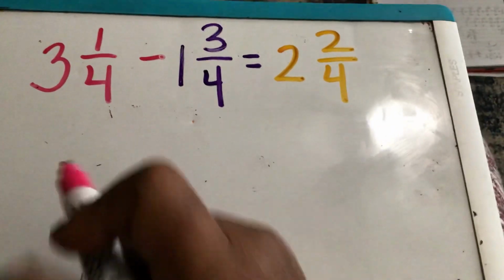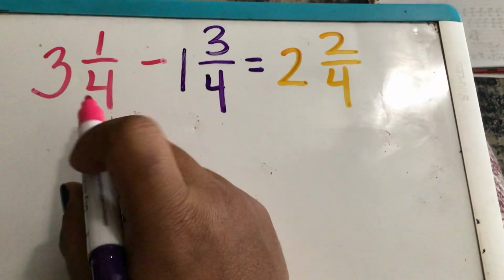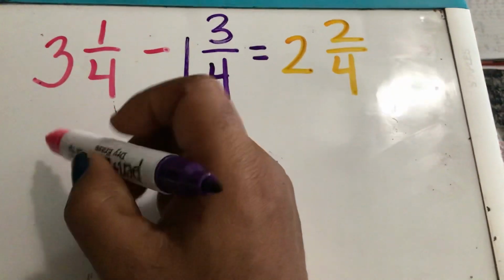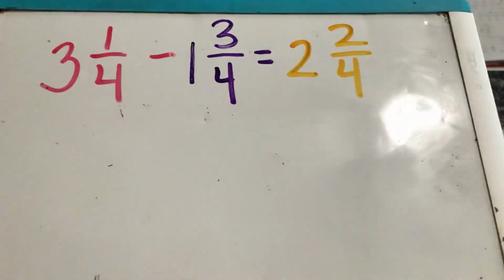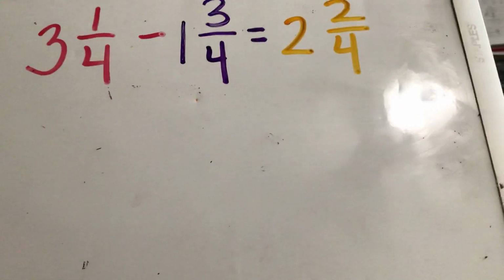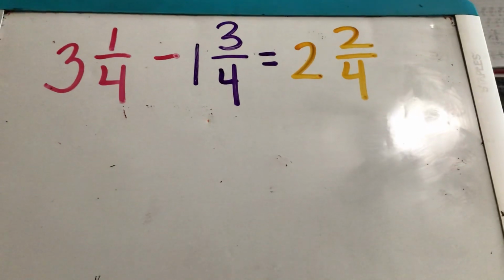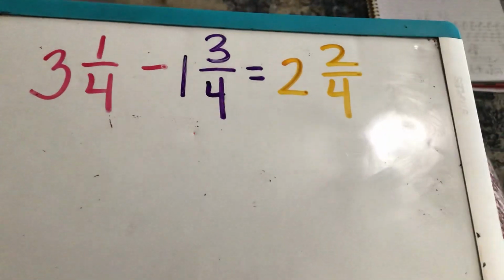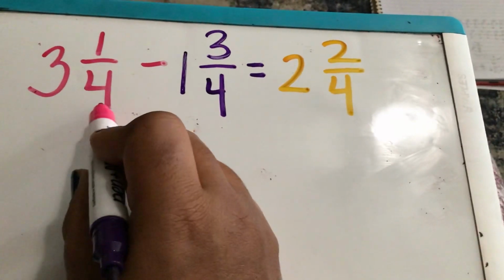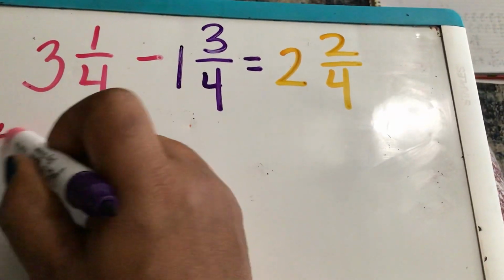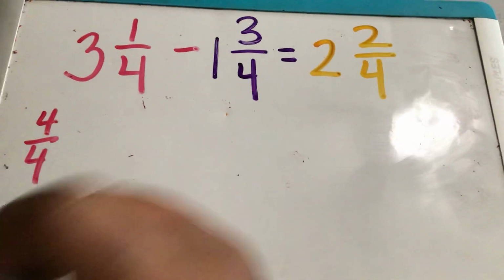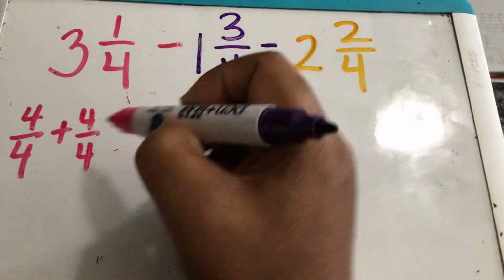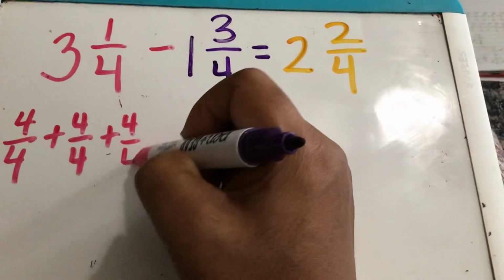Let's solve this. I'm going to do it the way that they have it in the example in your book. They took the wholes, which is 3. So we have to do 4 out of 4, 3 times, because that represents the 3 wholes in the first fraction. 4 out of 4 plus 4 out of 4 plus 4 out of 4.